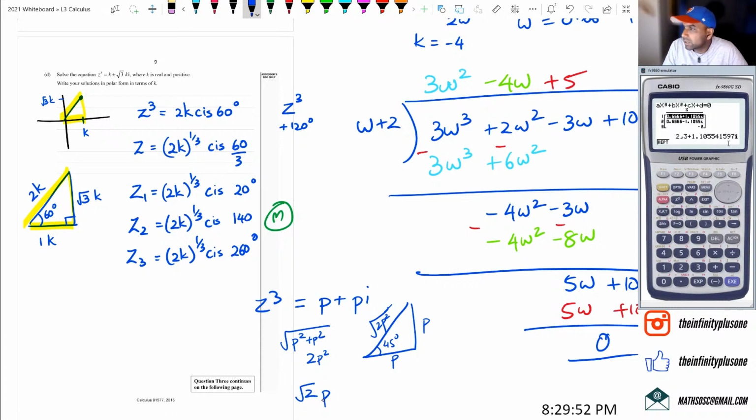In this one, I think for an achieved you only needed one correct solution. Just that first solution being correct is going to get you an achieved. Or if you get all three angles correct but you got the argument and the other parts wrong, then you can also get achieved for that.